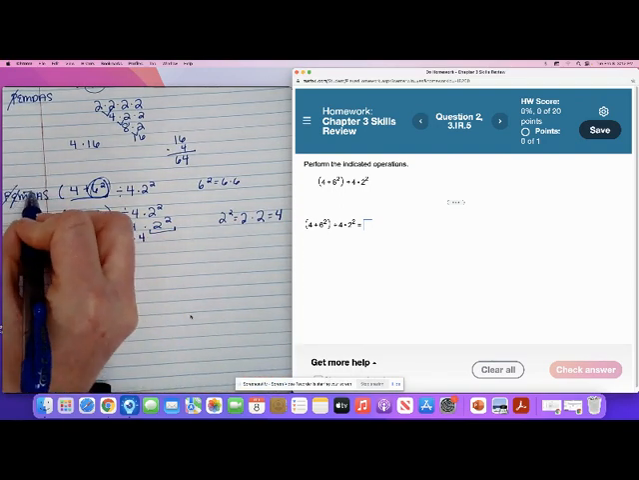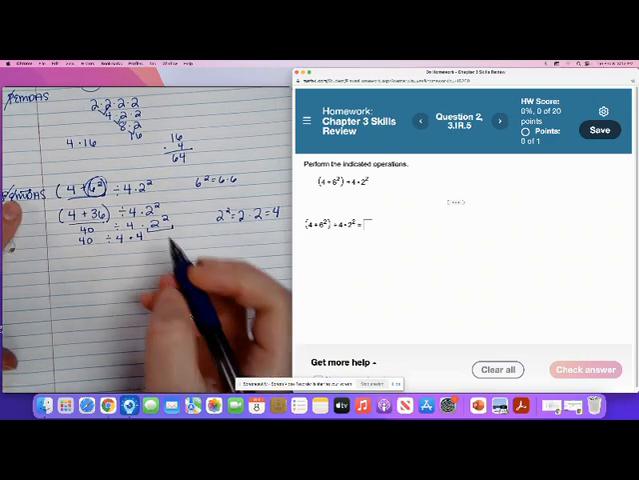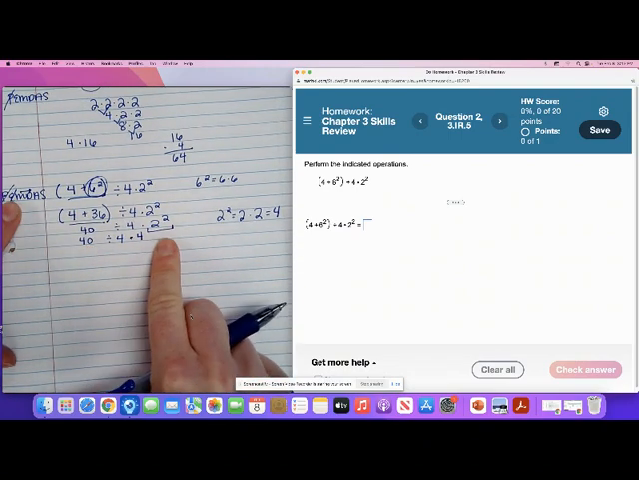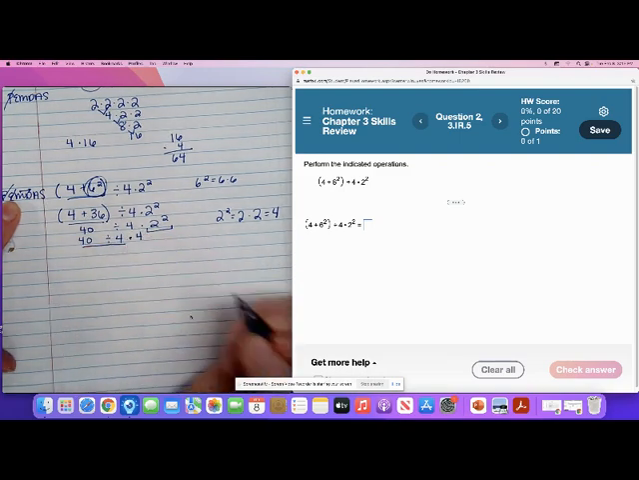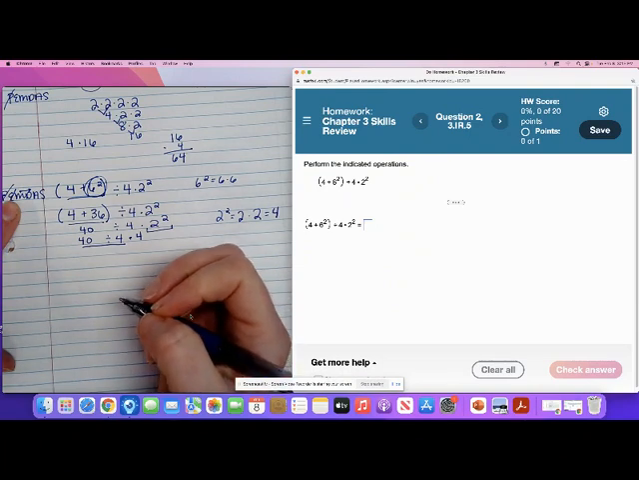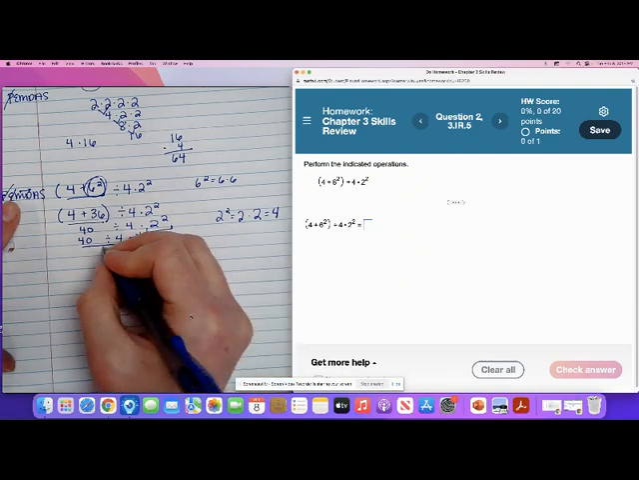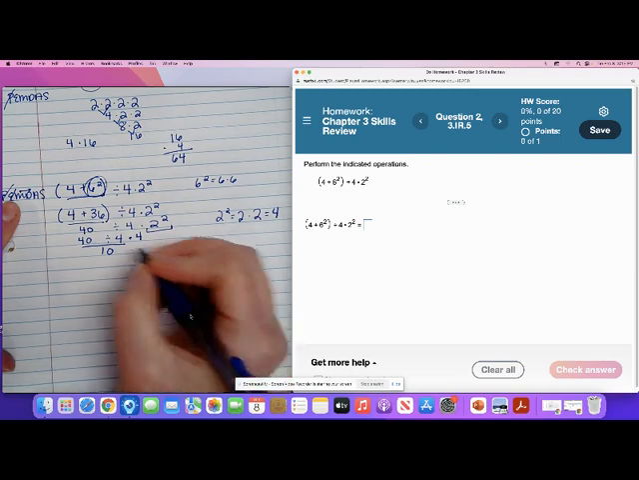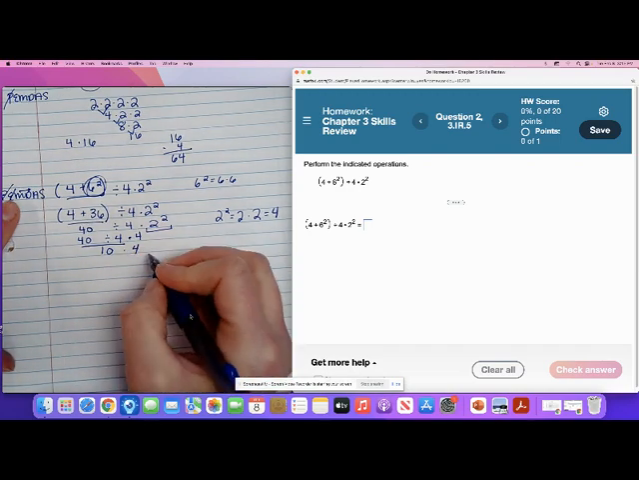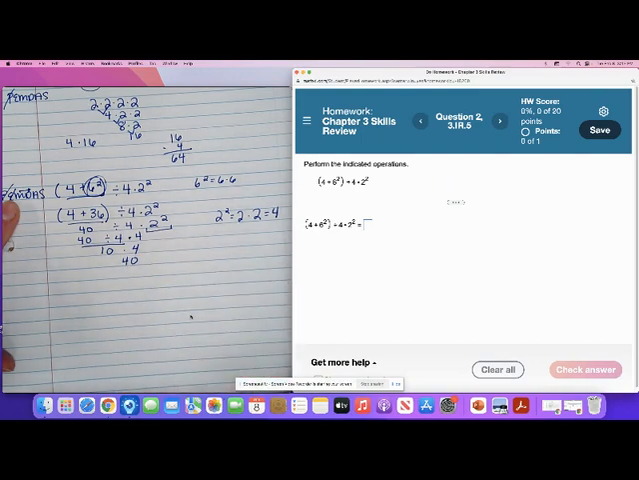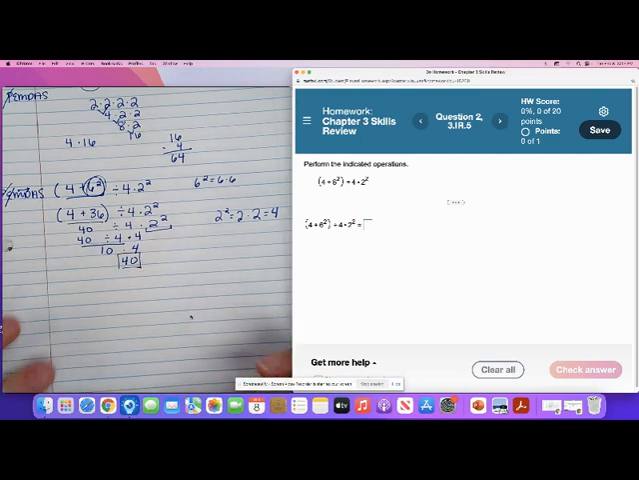Now multiply and divide is from left to right. So that means I need to go from left to right and multiply or divide. So the first thing I'm going to do is 40 divided by 4. So if I have $40, I divide by 4 people. Each person gets $10. So then times 4. And now 10 times 4 is 40. So 40 is our solution.